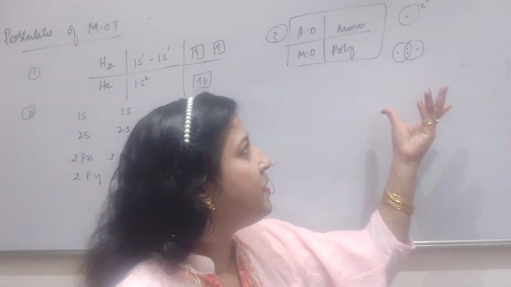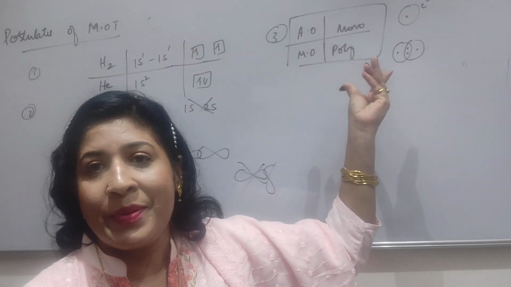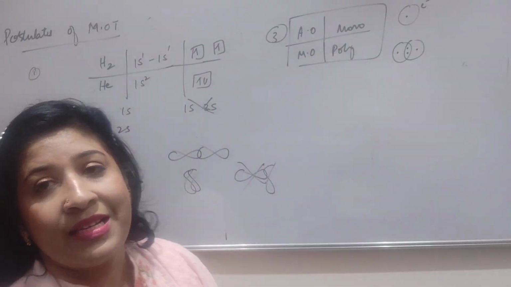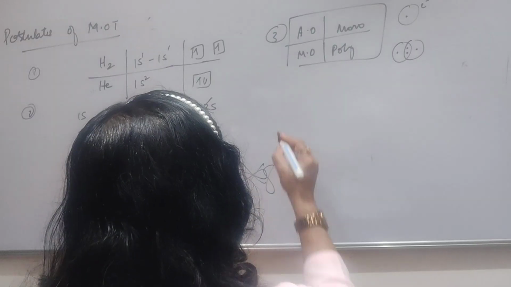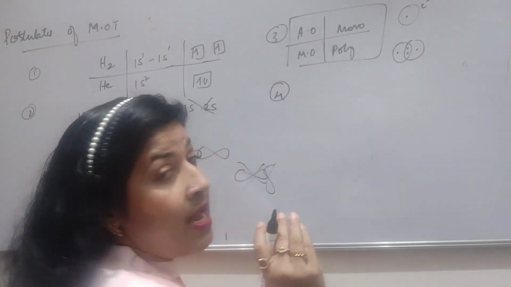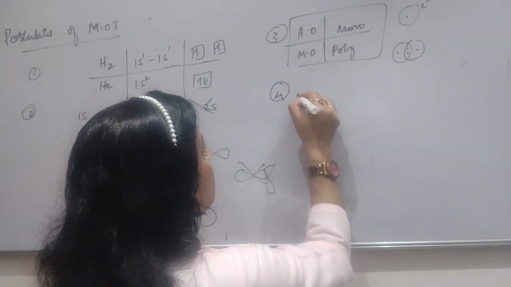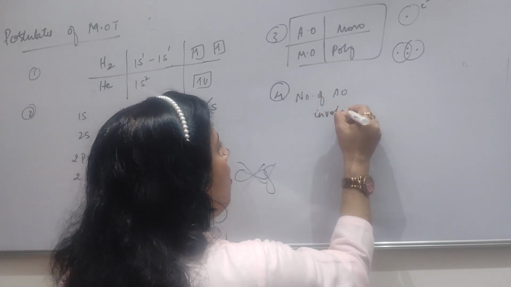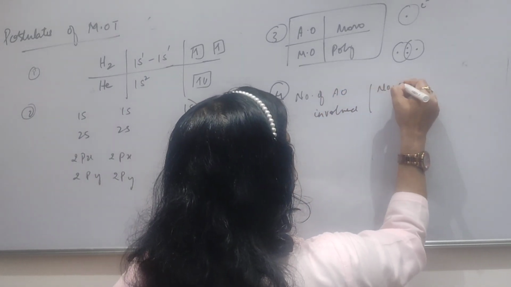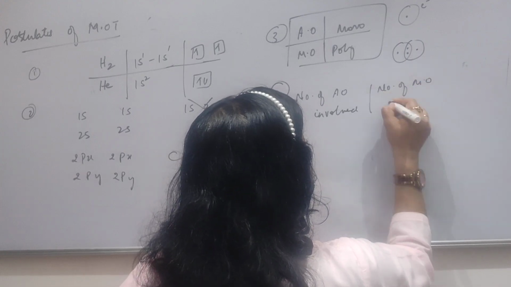So the molecular orbital is polycentric in nature, whereas atomic orbital is monocentric in nature. Further, the fourth postulate is the number of atomic orbitals involved is always equal to the number of molecular orbitals formed.